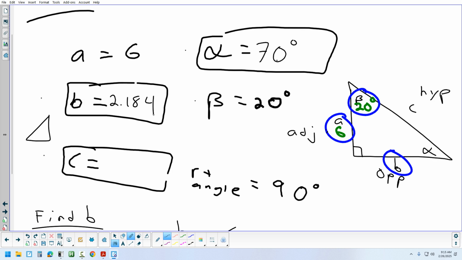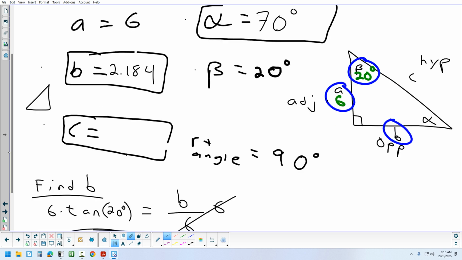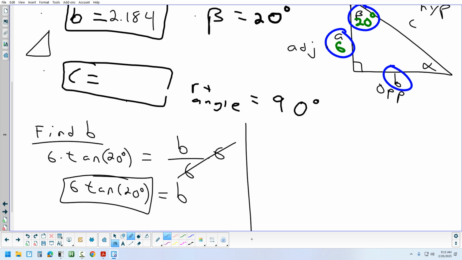All right, we got two sides. What do we think? Pythagorean theorem to get the third side? No? Why not? B might be wrong. Right, B might be wrong. Even if it's not wrong, it's a decimal. You don't want to use something you've rounded to then figure out something else. All right, so let's find C. So we're going to have a trig function, an argument, and a fraction.